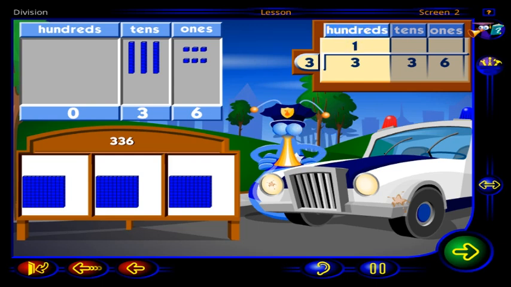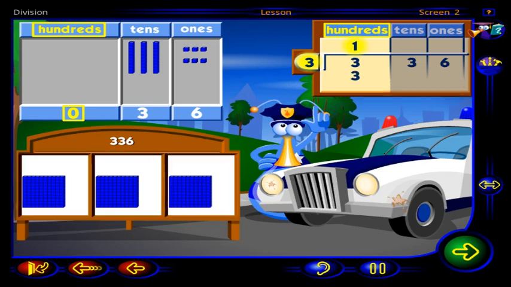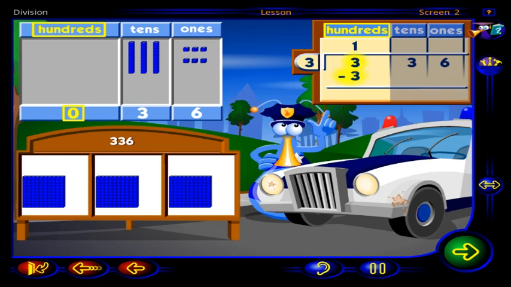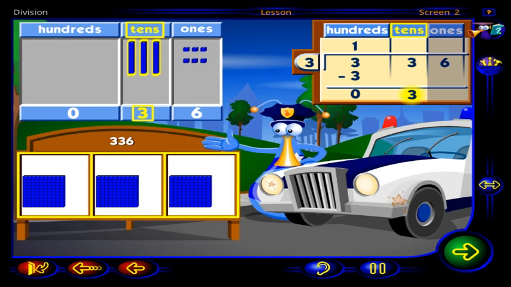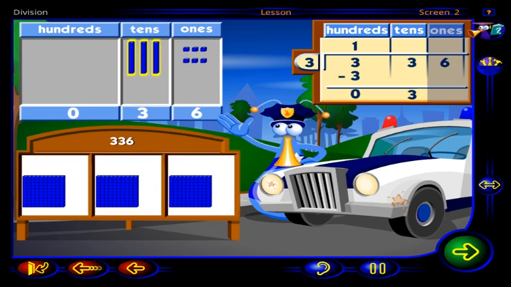Now, to show that there are no hundreds left, we multiply 1 in the hundreds place by 3, and write 3 in the hundreds place here. Then we can subtract 3 from 3 here, to show that there are 0 hundreds left. Now we write a 3 here in the tens place to show that now we divide 3 tens equally among 3 groups. Drag a 10 into each group.